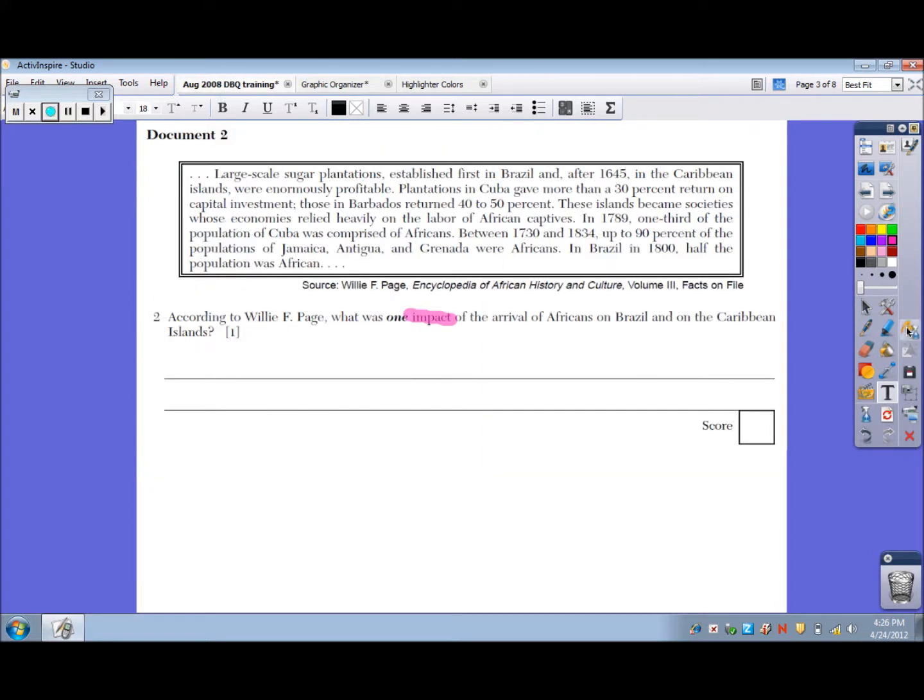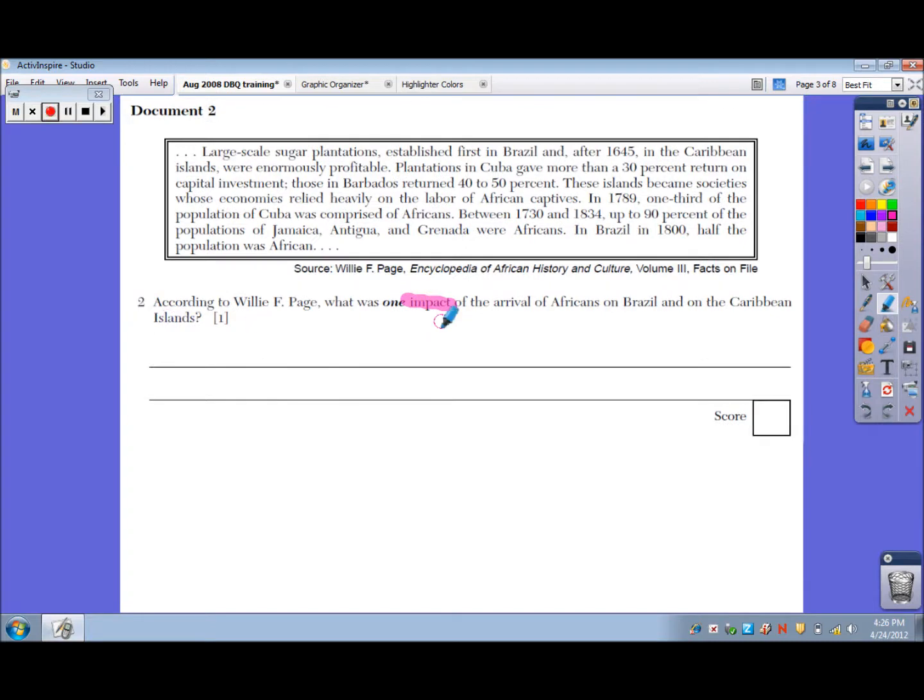But now let's go ahead and read the document together. We're looking for an impact of the arrival of Africans on Brazil and the Caribbean islands. So document 2 starts out: Large-scale sugar plantations, established first in Brazil and after 1645 in the Caribbean islands, were enormously profitable. That means they made a lot of money. Plantations in Cuba gave more than a 30% return on capital investment. Those in Barbados returned 40 to 50%. So they're giving you a lot of data right here. These are numbers you could use when you write your essay.